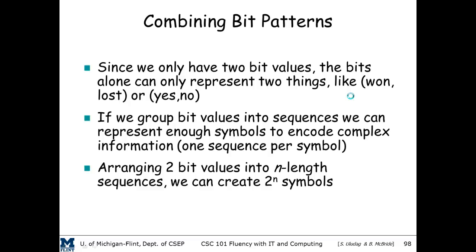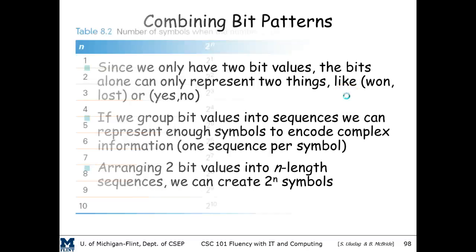Since a bit only has a value of 1 or 0, a single bit alone can only represent symbolic things like stop, go, up, down, yes, no. Grouping bit values into sequences allows us to represent more than just two symbols. We can encode complex information using one sequence of zeros and ones for each symbol. How many symbols we can represent with a sequence depends on how long the sequence is.